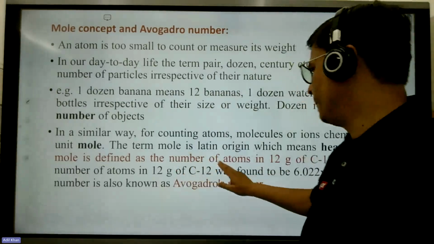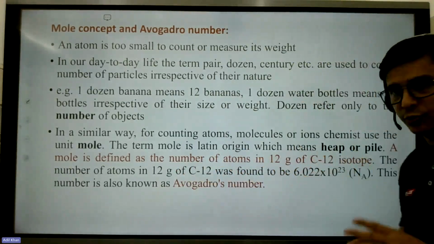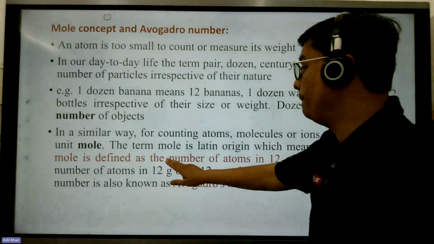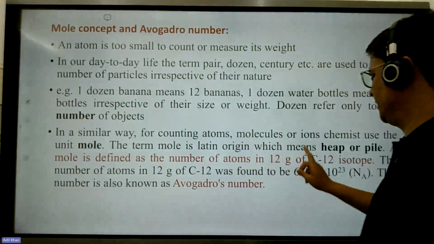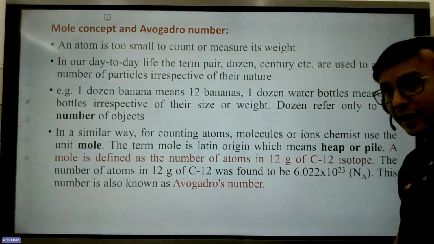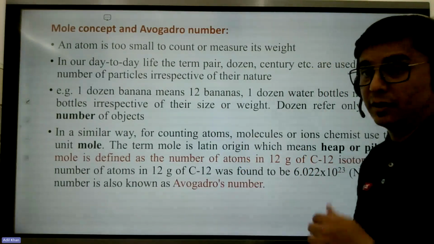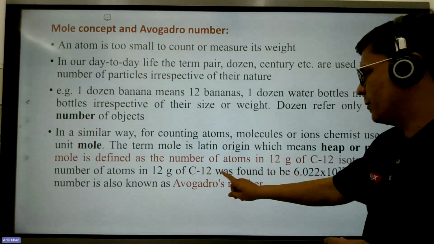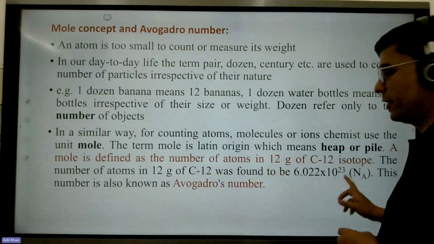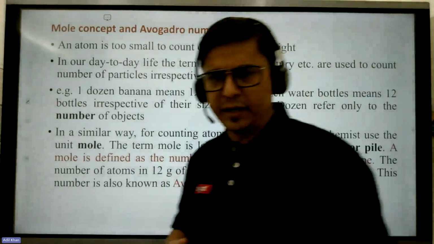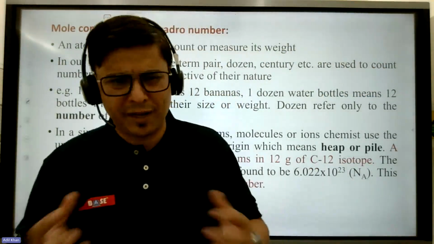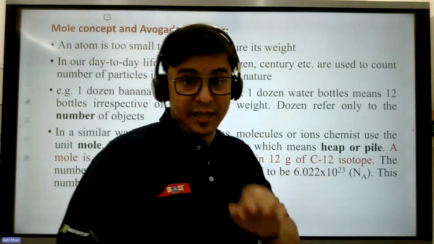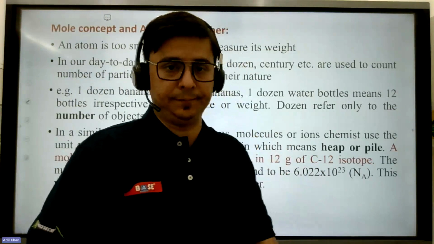A mole is defined as the number of atoms in 12 gram of carbon-12 isotope. This concept we know. So the definition of mole is the total number of atoms present in 12 gram of carbon-12 isotope. You remember this from the previous session. The number of atoms in 12 gram of carbon-12 was found to be 6.022 into 10 to the power 23. So there was an experiment conducted where the charge on the electron, the mass of the electron, and all those factors were considered to come to this number. This is the experimentally derived number.